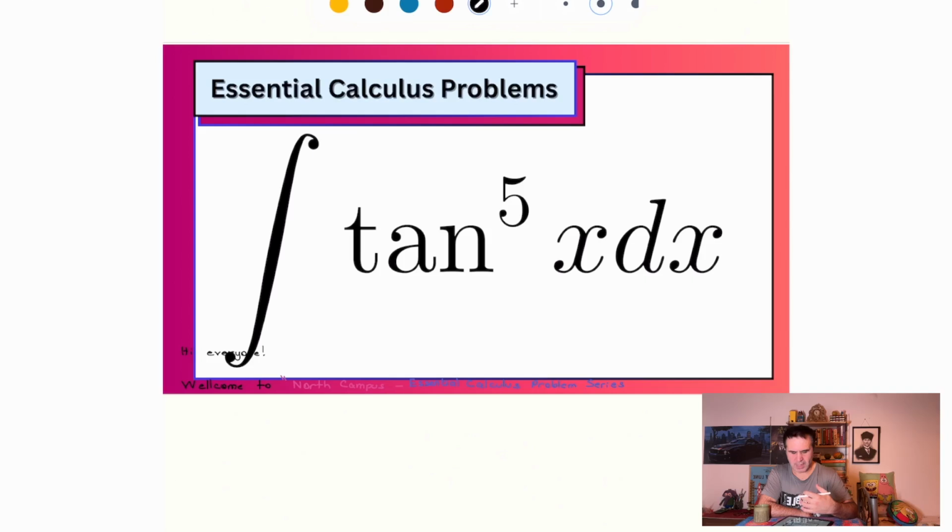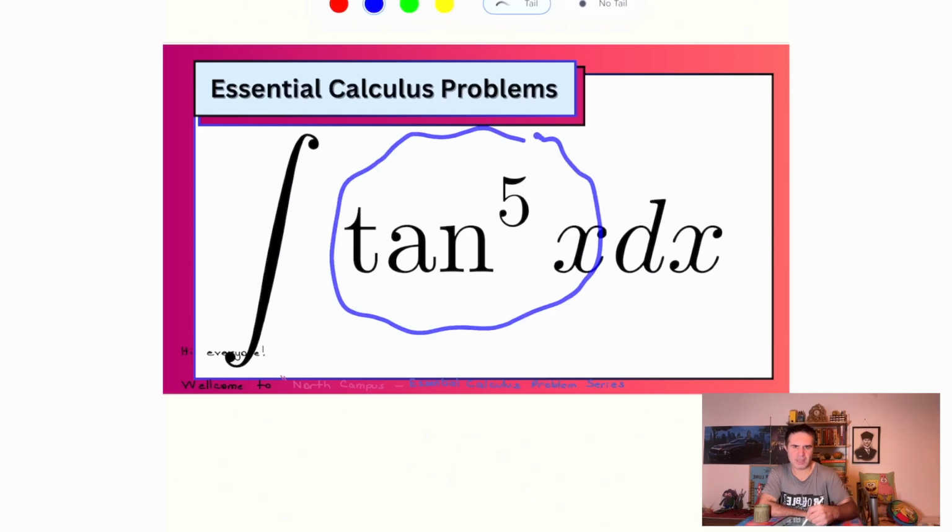And in this lecture, we will solve the integral of tangent to the power of 5x.